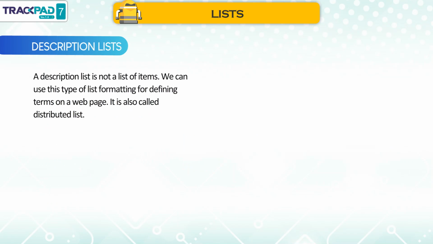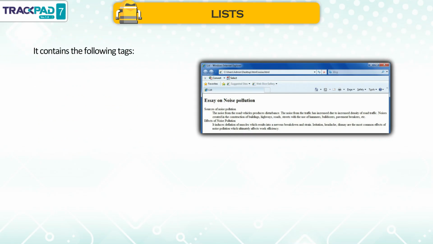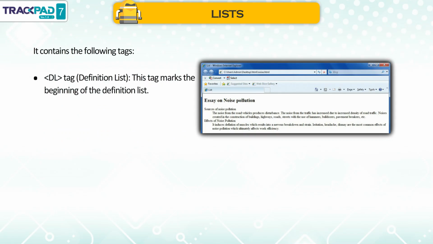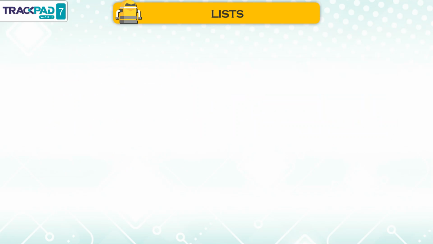Description lists. A description list is not a list of items. We can use this type of list formatting for defining terms on a web page. It is also called distributed list. A description list is enclosed within the <dl></dl> tag. It contains the following tags. DL tag, definition list: this tag marks the beginning of the definition list. DT tag, data term: this tag defines the names or terms. DD tag, data definition: this tag describes each item in the description list. Write HTML code to print a description list.